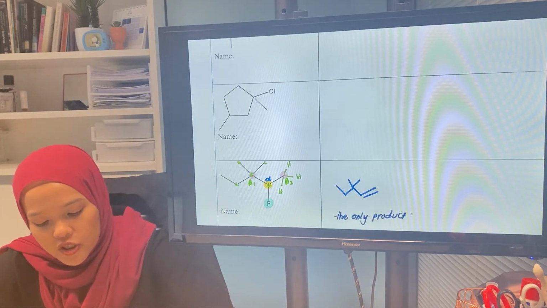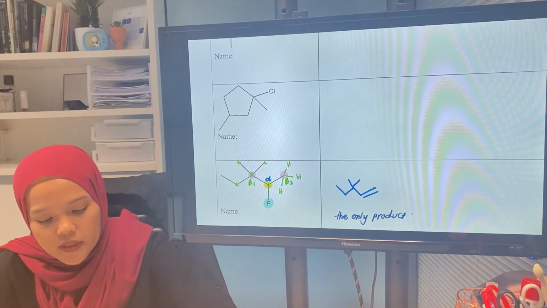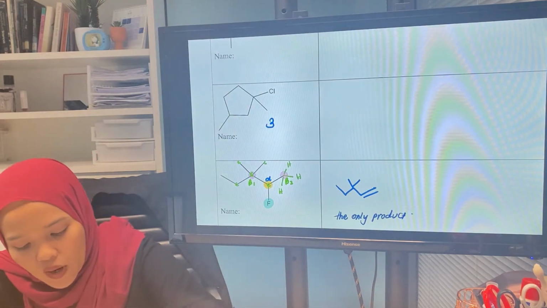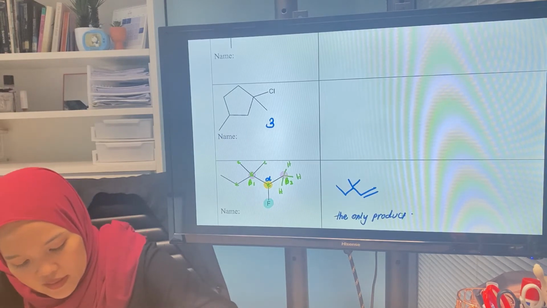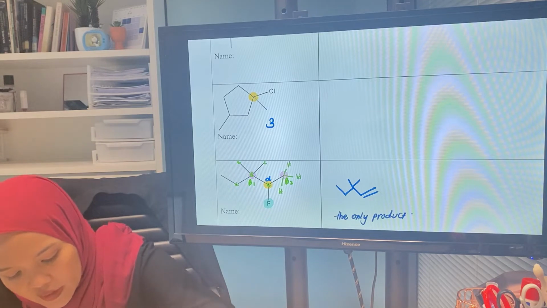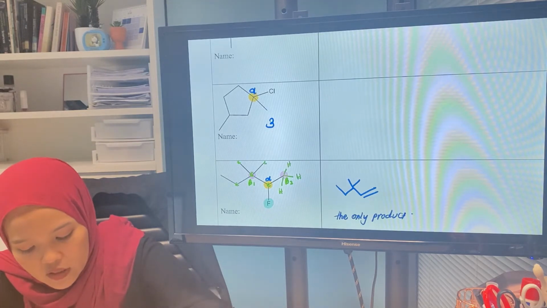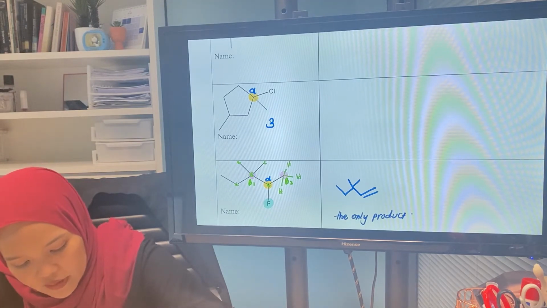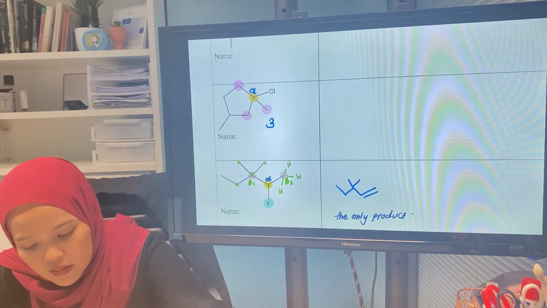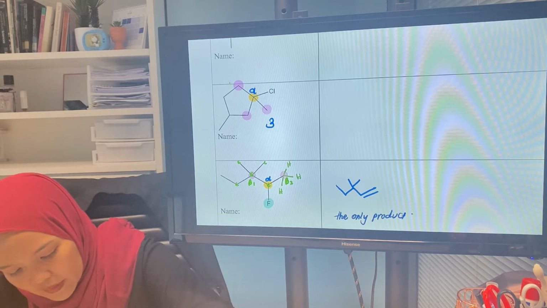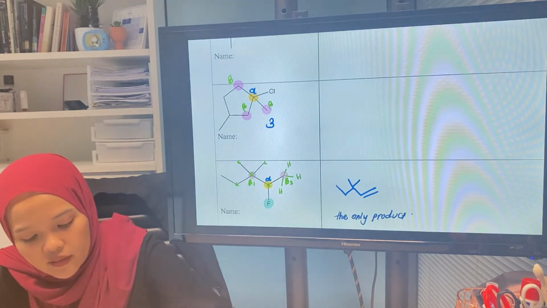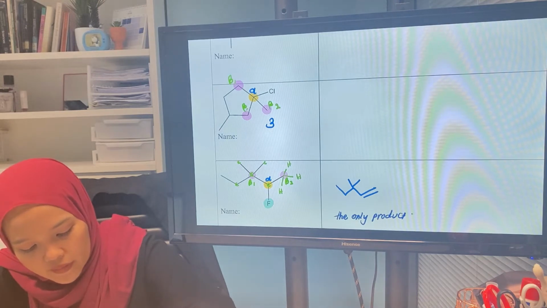For your information, let me just give you some hints. This one will have 3 products. Why? Because this is our alpha carbon. So where is your beta carbon? This is beta carbon, beta carbon, beta carbon. These beta carbons are different. This is beta 1, beta 2, beta 3.